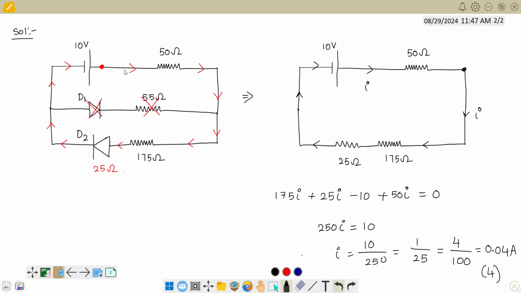Hope you understood how I have solved. You have to identify in which path the current will flow and in which the current does not flow, and solve it like a regular current electricity problem.